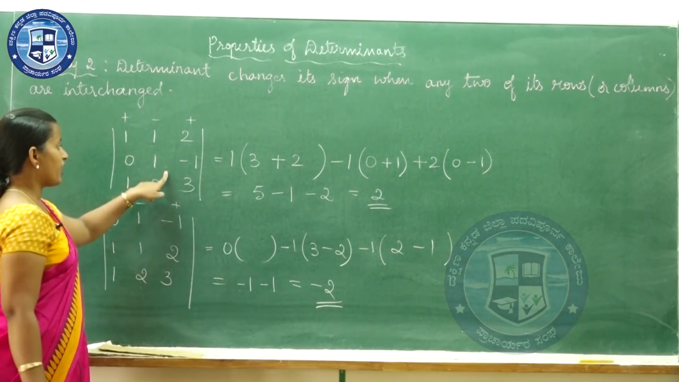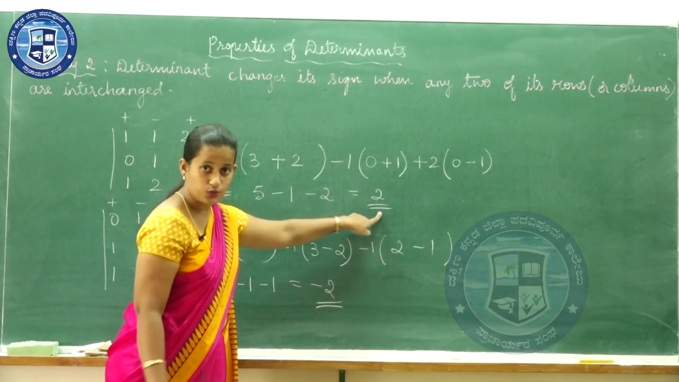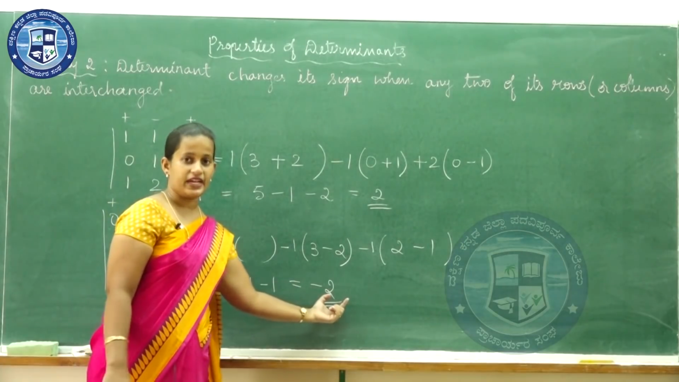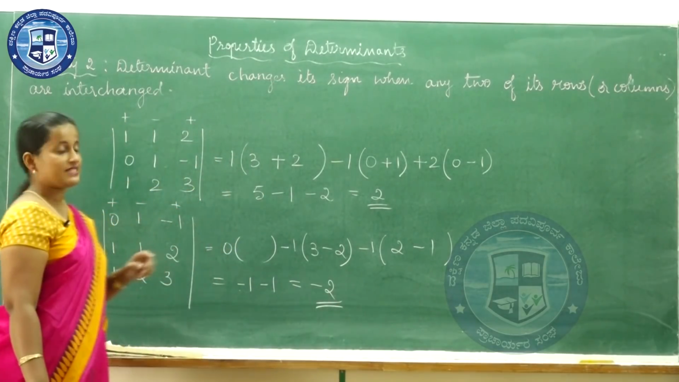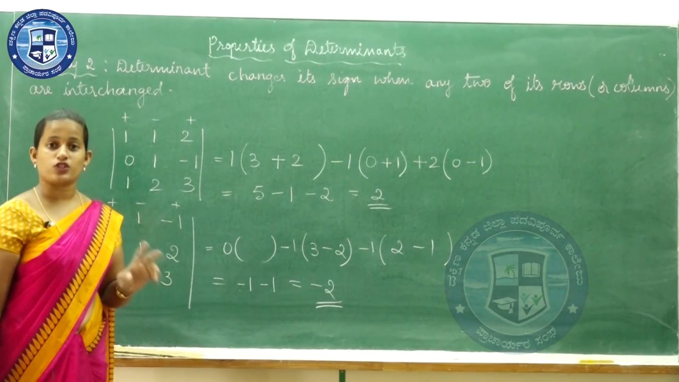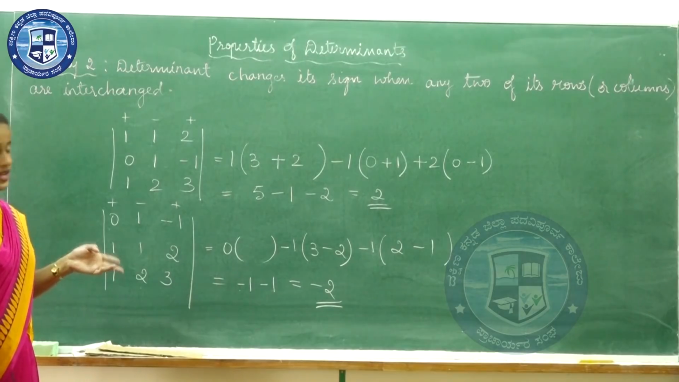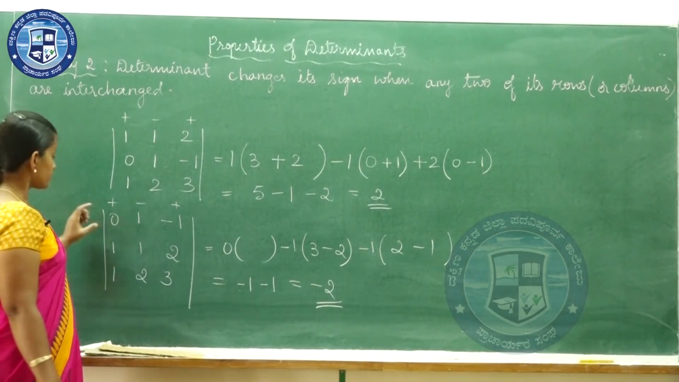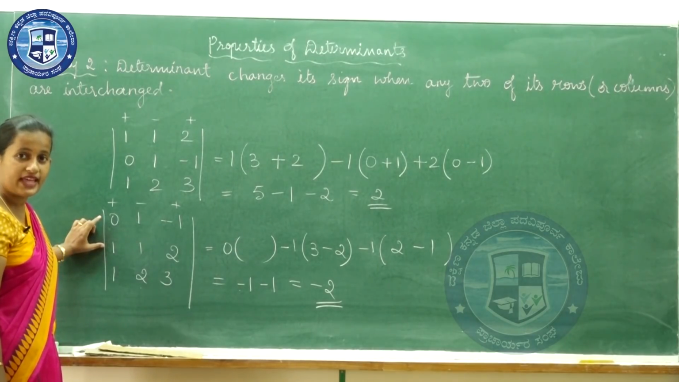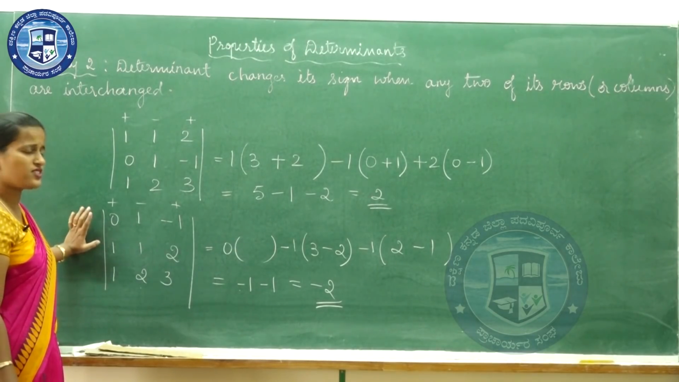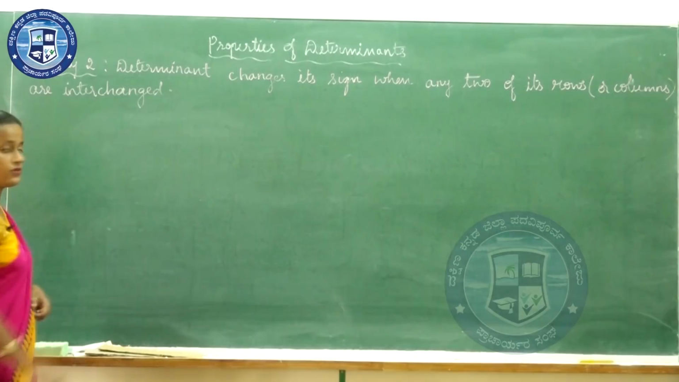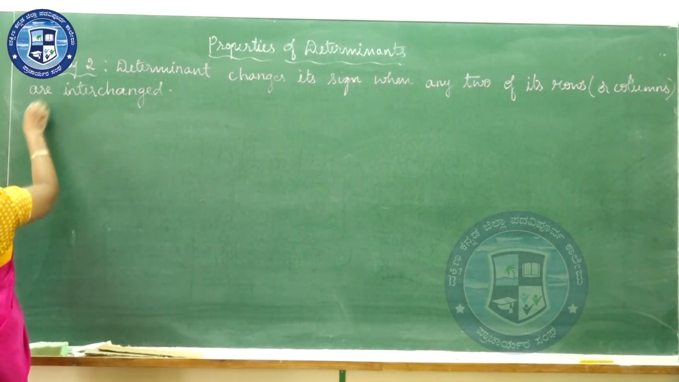Observe here, the value of this determinant was plus 2, but when you interchanged two rows, the value became minus 2. So that is what this property is saying: determinant changes its sign when any two of its rows or columns are interchanged. I took an example by interchanging its rows. You can also interchange the columns and verify the result. This is just a verification but not the proof. We need to prove it more generally. Let us prove this now. Proof.